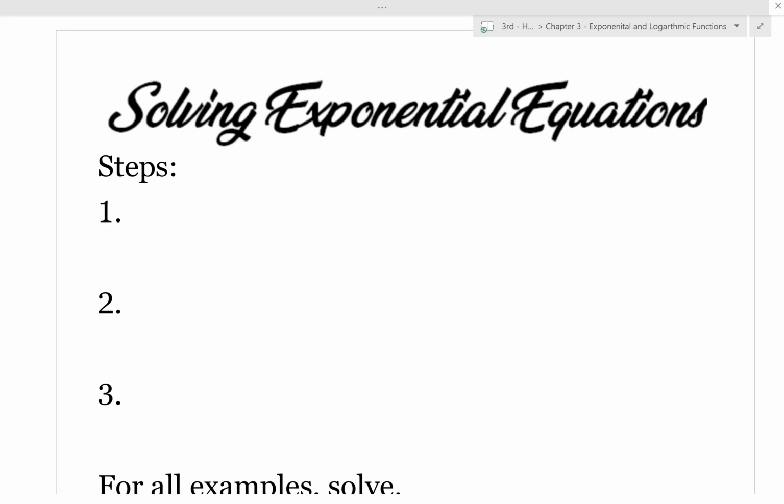Hello, pre-calc. Let's do some solving exponential equations. These are actually some of my very favorite ones to do. So as long as you know your powers, you're going to be just fine.